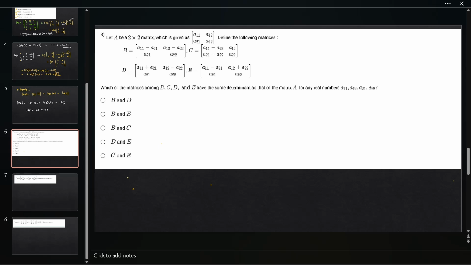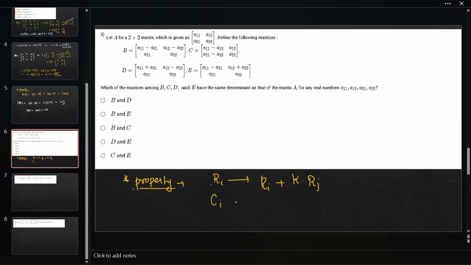So first, we'll be using one property over here. The property is, let's suppose I have a row and I'm doing an operation on the row such that I'm adding or subtracting a scaled version of some other row from that row. In that case, the value of the determinant will not change. So if I'm doing the operation on row i such that I'm doing row i plus or minus some constant times some other row, let's call it row j, the value of determinant will not change.